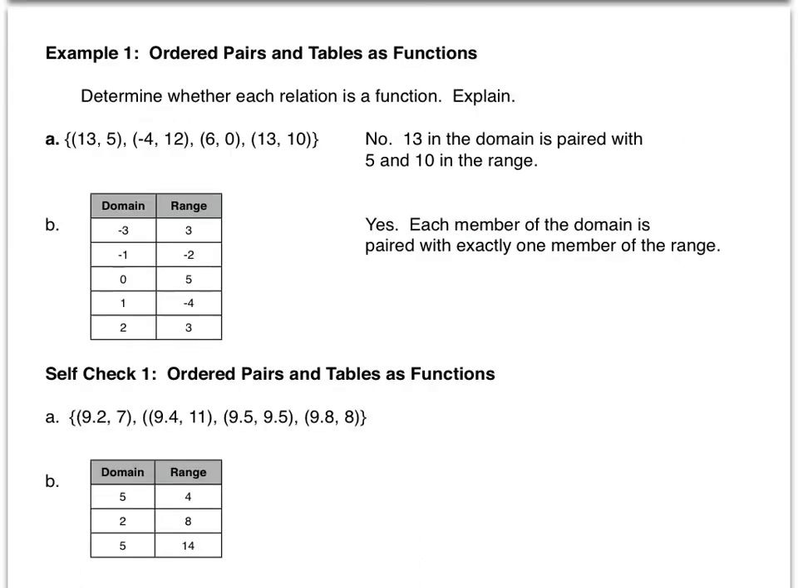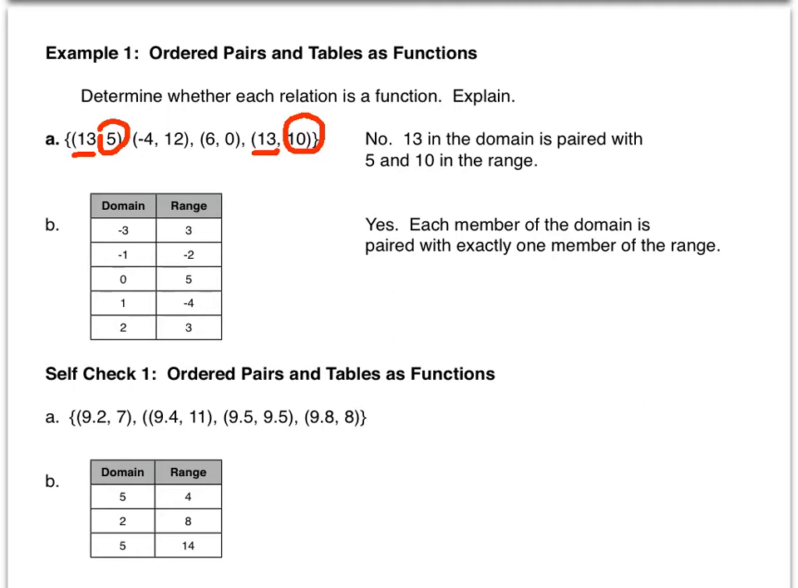Let's look at example 1, ordered pairs and tables as functions. Determine whether each relation is a function. Explain. In A, we have the ordered pairs (13, 5), (-4, 12), (6, 0), and (13, 10). So this one is not a function because 13 in the domain is paired with 5 and 10 in the range. If you remember my study tip, I told you that if you have two of the same x values, then it's not going to be a function, as long as it is paired with two different y values, which it is in this case.